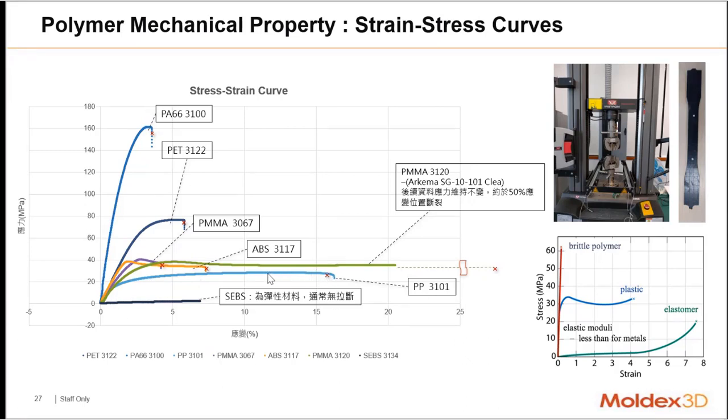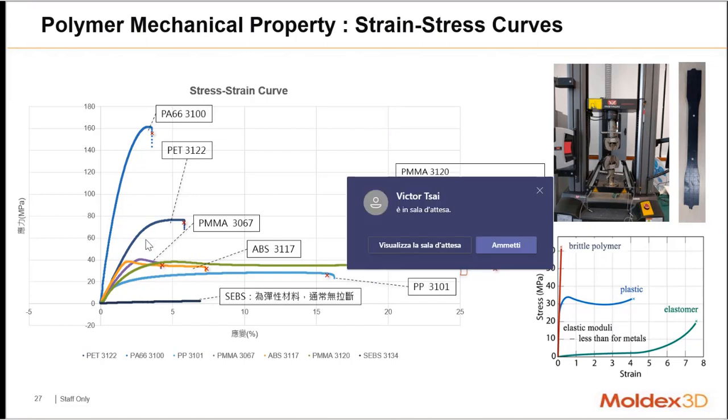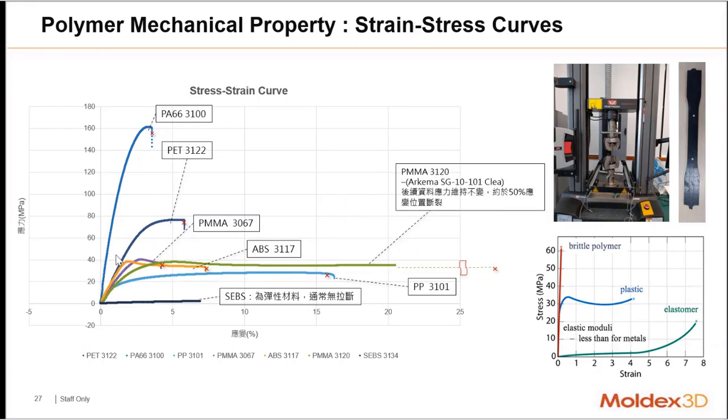This is the curve for the PP, and this is the curve for the SEBS. This is the elastomers, and this is the curve for the polyimide. Okay, so in this way, we can check the different response of the plastic material. And in the past, usually in the simulations, we only focus on the linear area. So usually in the model simulations, we are just talking about the Young's modulus and the Poisson ratio.